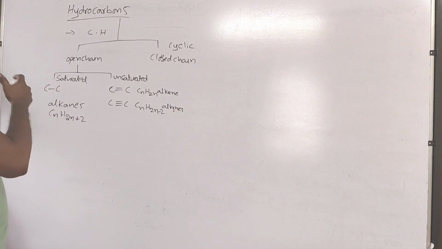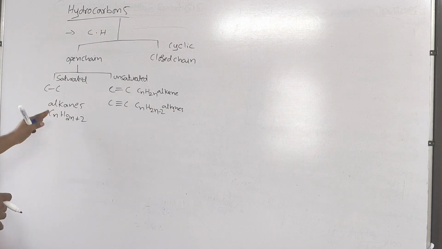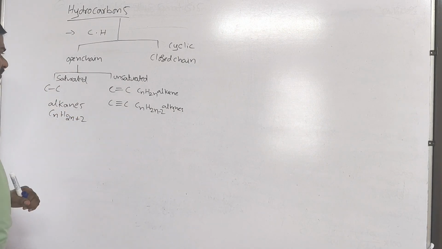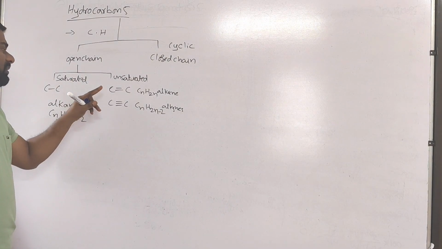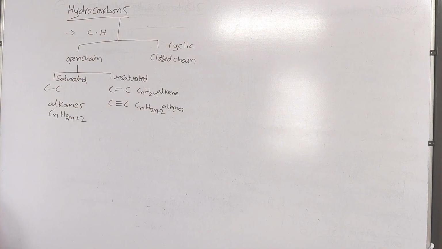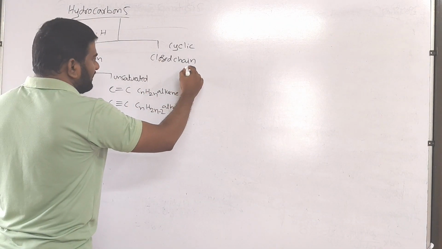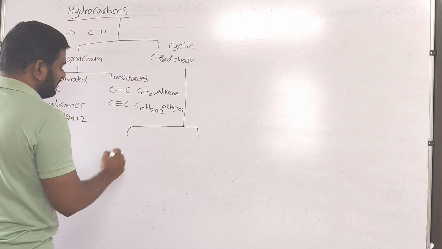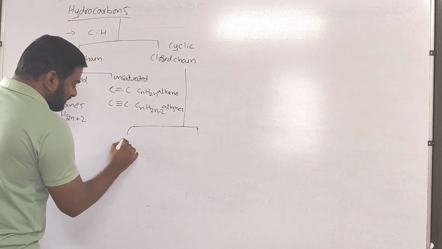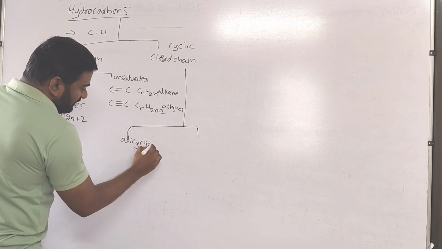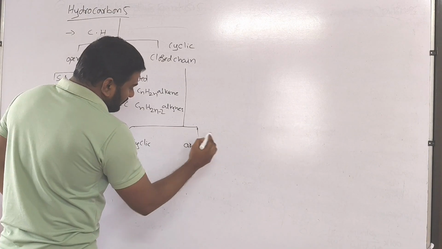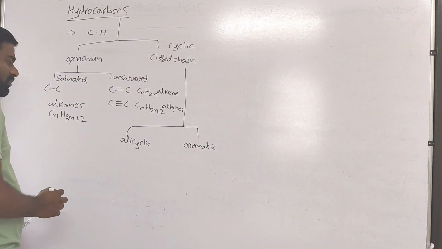In this way open chain compounds can be classified into saturated and unsaturated. Saturated means carbon single bond containing compounds. Unsaturated means carbon double bond, carbon triple bond containing compounds. Next, closed or cyclic chain compounds are also divided into two types: alicyclic compounds and aromatic compounds.